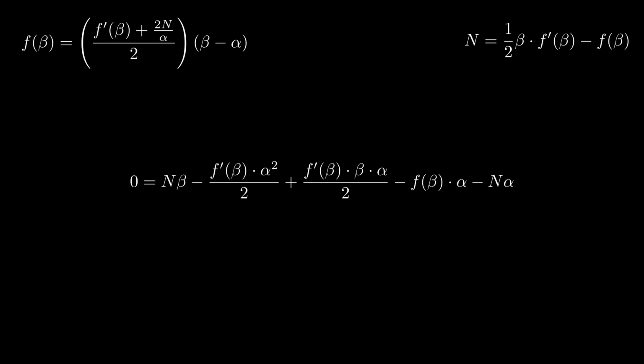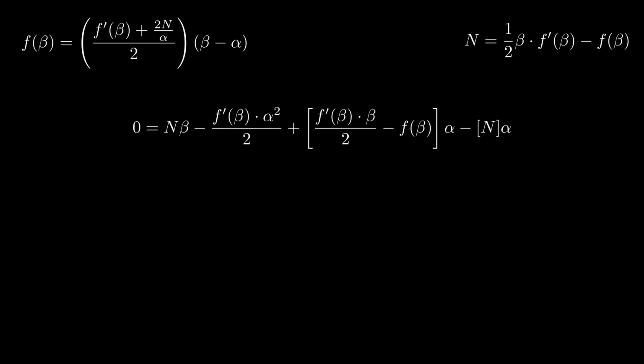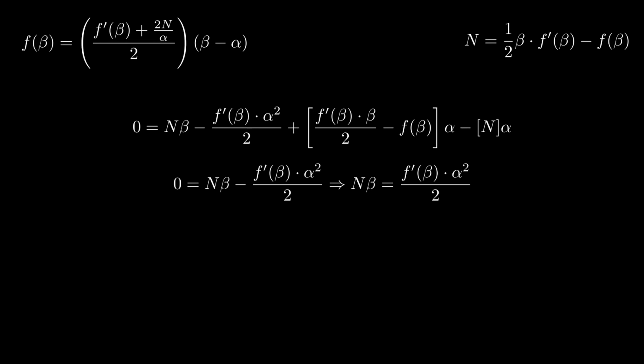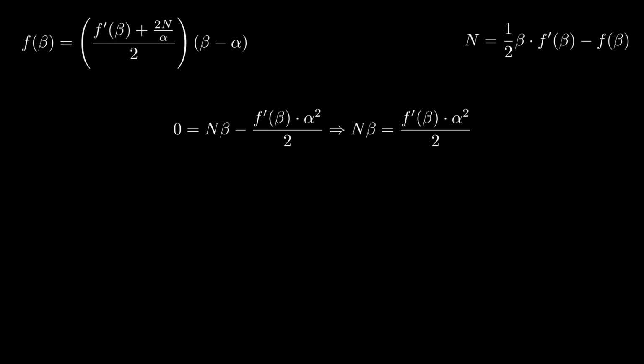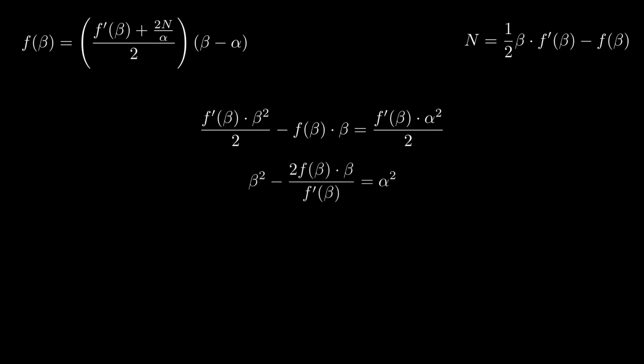And in doing this, we see that based on the top right equation, these terms can actually cancel. This leaves us with a simpler equation, which we can expand out again based on the top right equation for n. After this, it's just to multiply the whole equation by 2 over f prime beta. And then finally, take the square root.